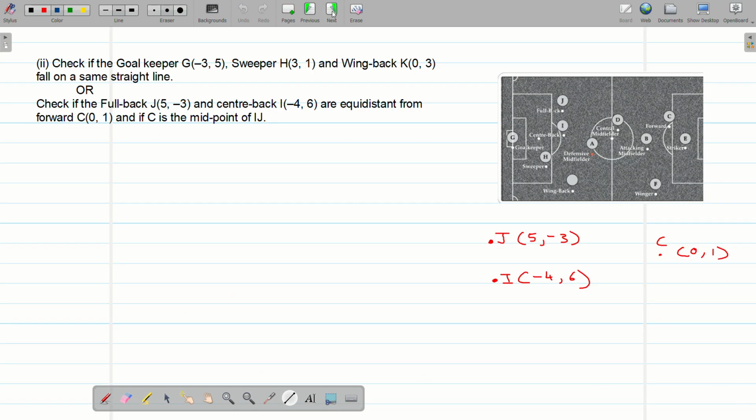And second question, check if the goalkeeper G(-3, 5), H(3, 1), wingback K(0, 3) are on the same straight line or not. GH, and the coordinates of K are given (0, 3).